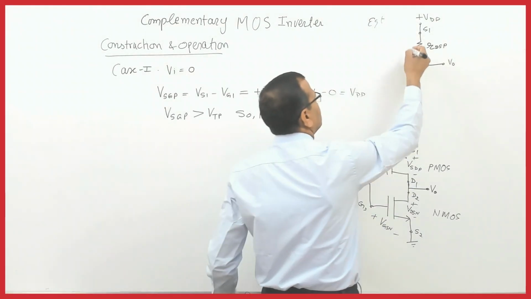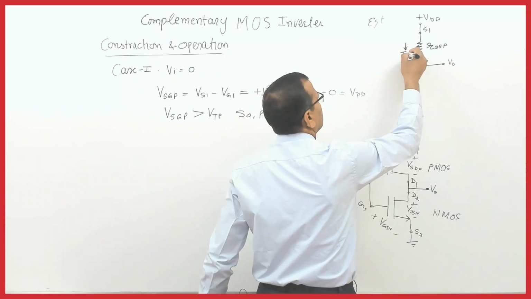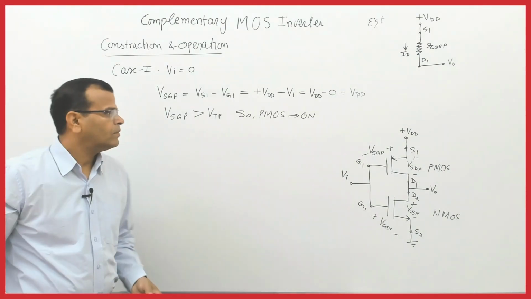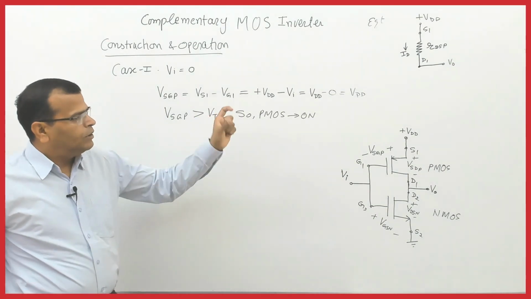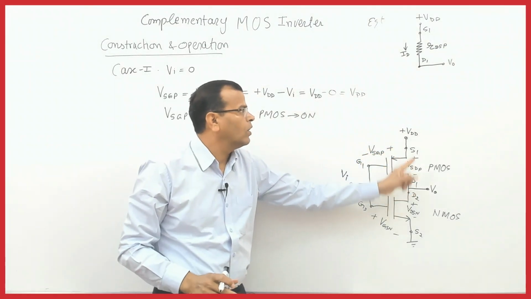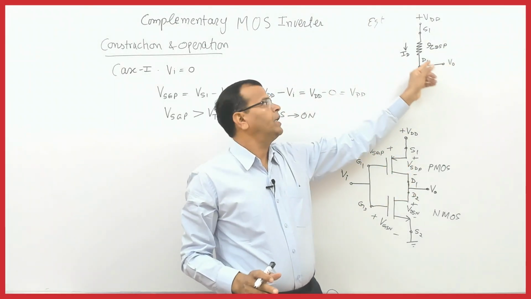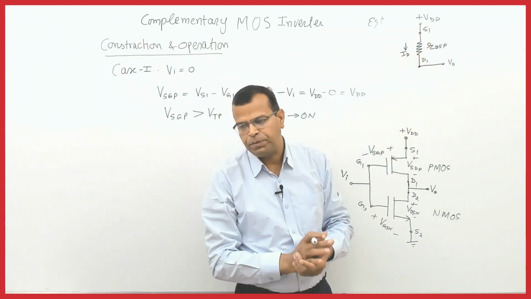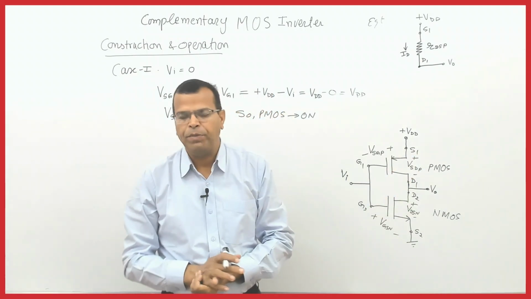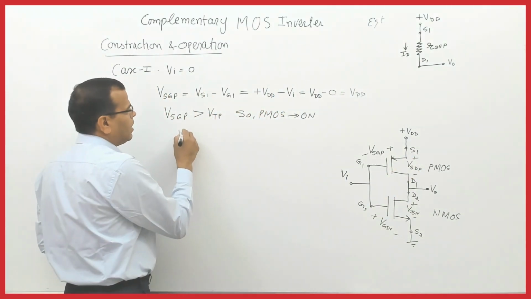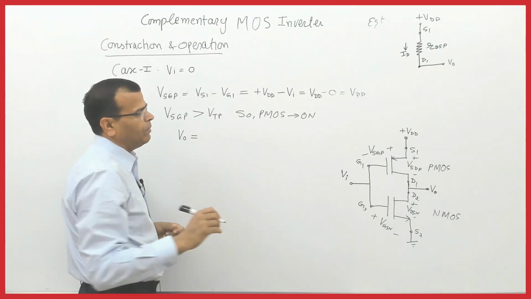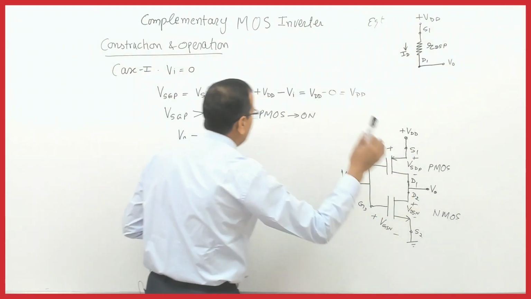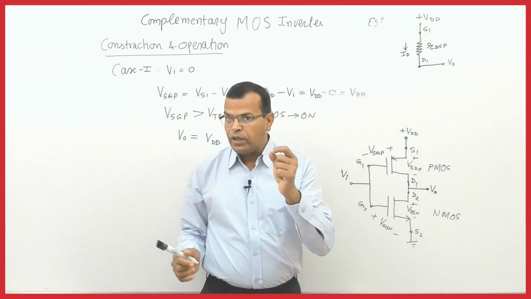The current here will be nothing but drain current. Fine. Now here there is an important point. When this device is on, the output terminal is connected to the supply voltage through this resistance, that is RDSP, the resistance offered by PMOS. Now what is output? Output voltage here will be VDD, the supply voltage. Fine.